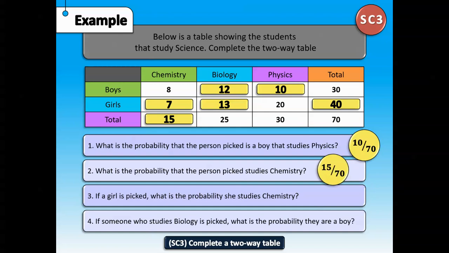Number 3 says if a girl is picked, what is the probability she studies chemistry? So we look at how many girls there are. There's 40 girls, and 7 girls study chemistry. So that's going to be 7 out of 40. And finally, if someone who studies biology is picked, what is the probability they are a boy? So we look at how many people study biology. That's 25. And 12 of them are boys. So that's 12 out of 25.